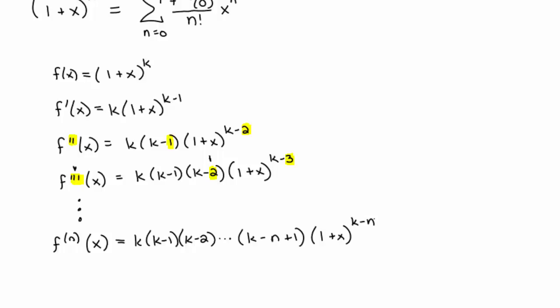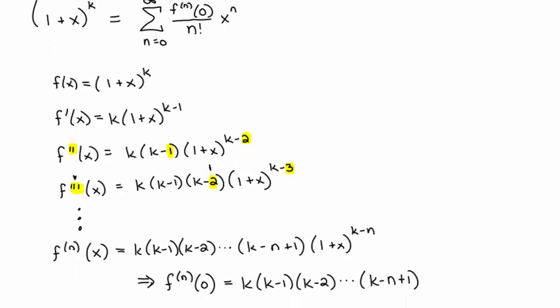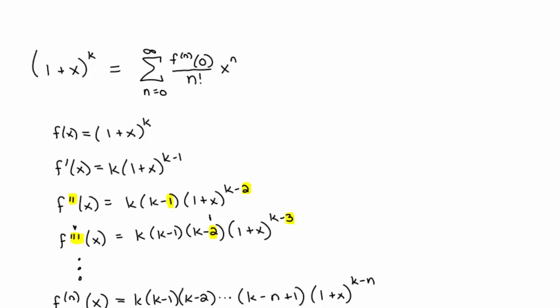So let's go ahead and find out what these look like at 0, specifically the last one. I'm going to write that down below. This is the nth derivative evaluated at 0, and if you plug 0 in, you just have 1 to the k minus nth power times this weird looking product, k times k minus 1 times k minus 2 all the way down the line to k minus n plus 1. So that tells me what the form is for that numerator. I'll go ahead and insert that in here.